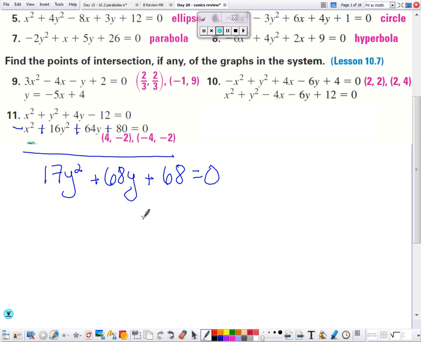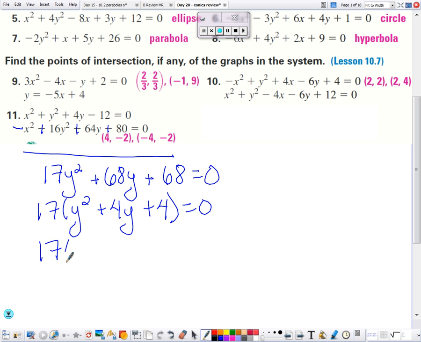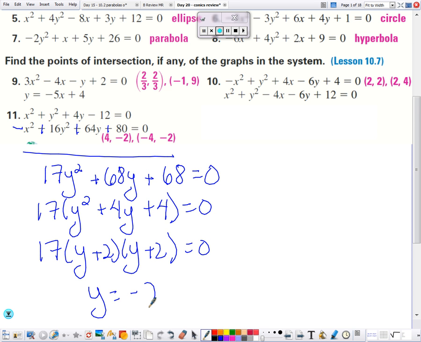To then solve. Let's see, can we factor out 17 from 68? We can. It's 4. So we can factor out the greatest common factor. Factor our remaining trinomial. We get y is -2.